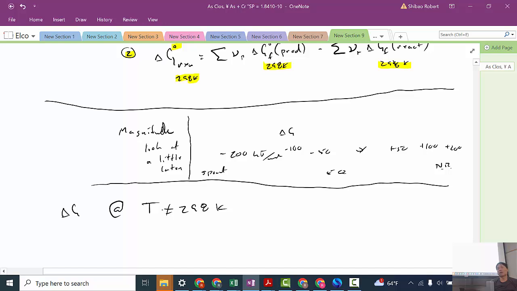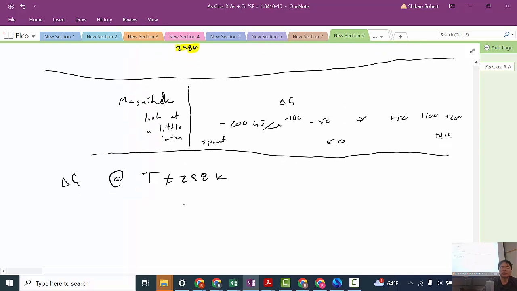Then it appears we're stuck, right? If the temperature is not at 298 Kelvin, what do we do? This is what we're going to do. One, we do this. Delta G at T is equal to delta H at T minus T delta S at T. Do we have more data tables in Appendix D, ones that are not at 298 Kelvin? No, we're stuck here. So we aren't going to be able to determine this.